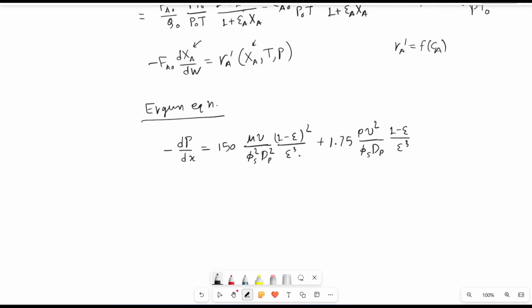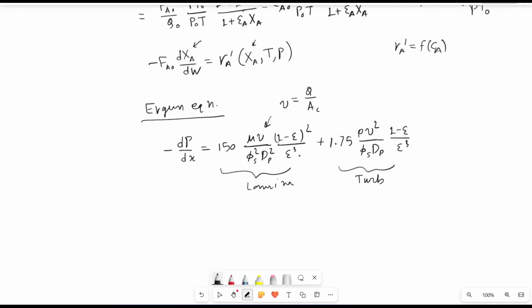Now this is the Ergun equation. This equation covers both laminar and turbulent flow conditions. The first term is the laminar term. This term is the turbulent term. V is the superficial velocity, which means volumetric flow rate divided by cross-sectional area.